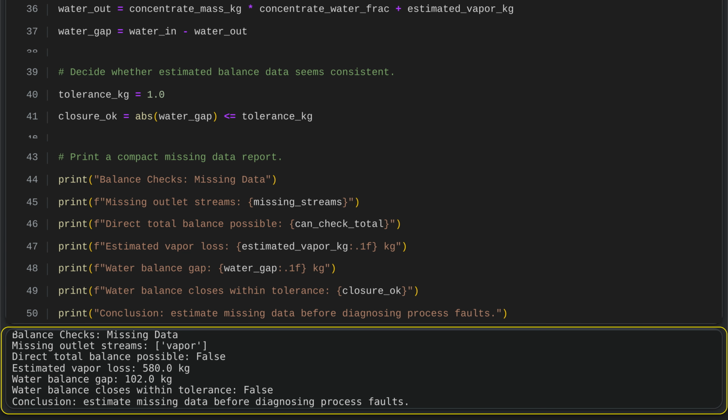This script checks a water evaporation process for missing stream data and estimates the unknown vapor mass. It uses the known feed and concentrate masses, identifies the vapor stream as missing, and estimates it from the overall mass balance. It then tests whether the water balance closes within a chosen tolerance and reports the missing stream, estimated vapor loss, balance gap, and result. The key point is that missing data should be estimated before drawing conclusions about process problems.